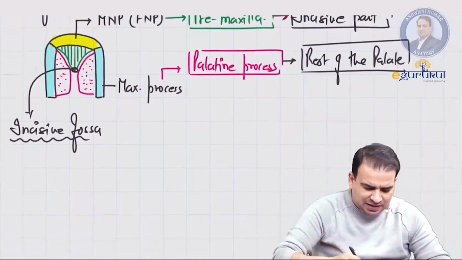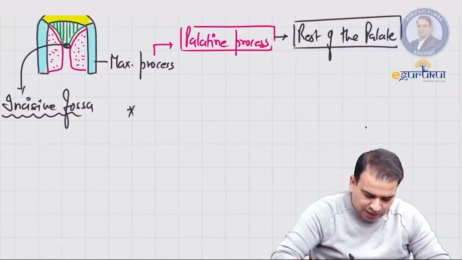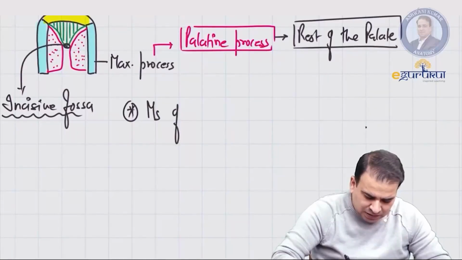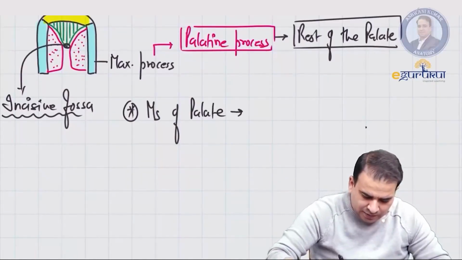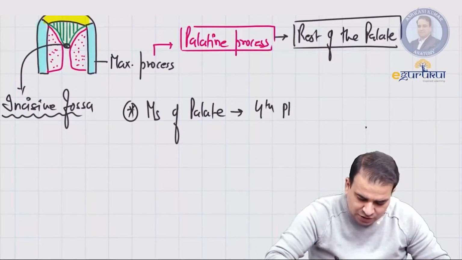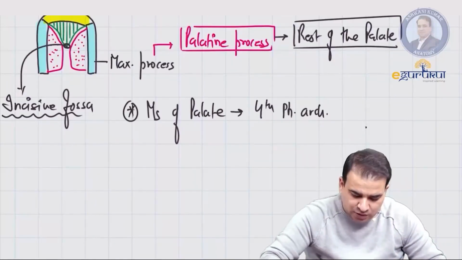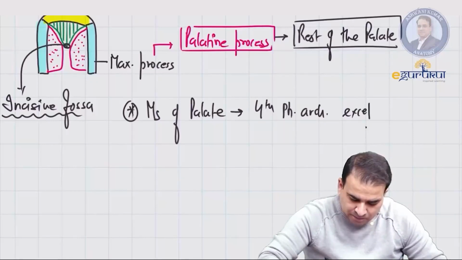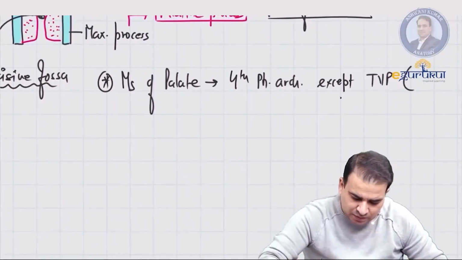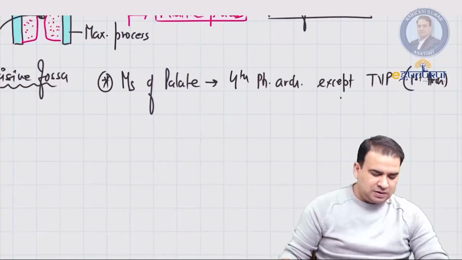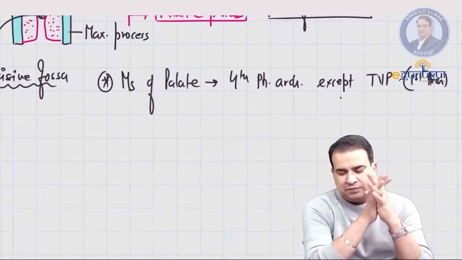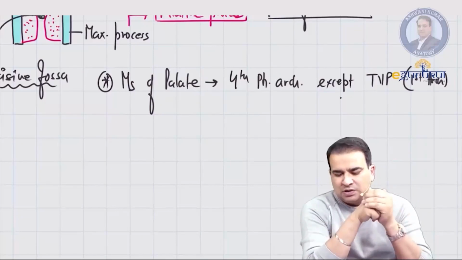So just to write that once again in the palate part. Regarding the muscles, the muscles of the palate are derived from the fourth pharyngeal arch, the vago-accessory complex. If you turn back pages, you will see that fourth pharyngeal arch, except tensor veli palatini, which we said is derived from the first arch. So that's where the muscles of the palate will develop from. Fourth arch, except the tensor veli palatini, which will come from the first arch because it is supplied by the mandibular nerve.